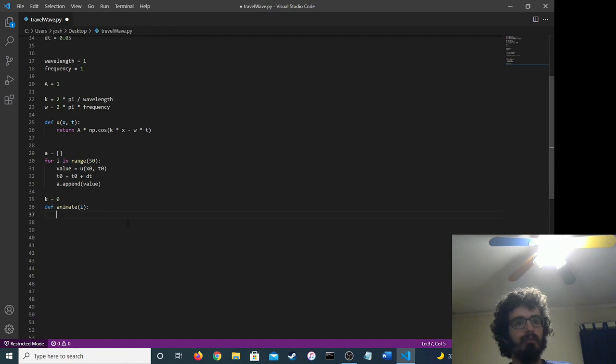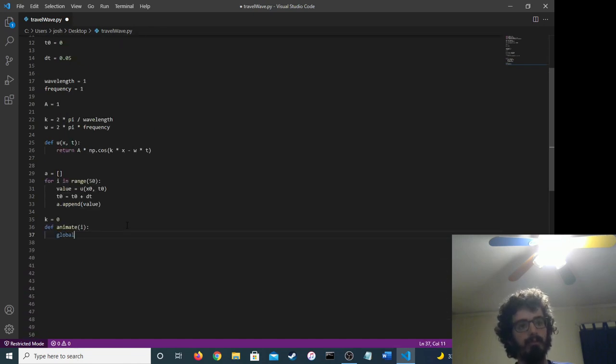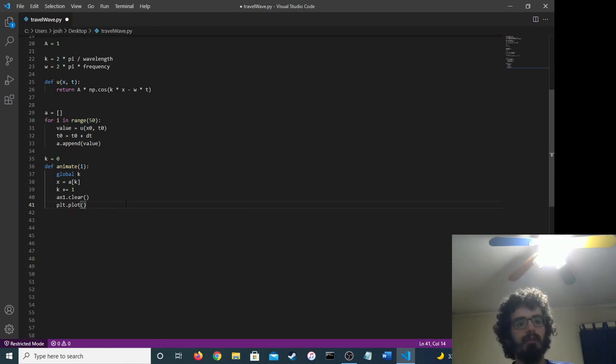Now, we have one more function we have to do. So this k has to be global. This is a value that we need. We clear the axis, and then this we'll need later. For each value in the linspace, we plot the respective value of x.